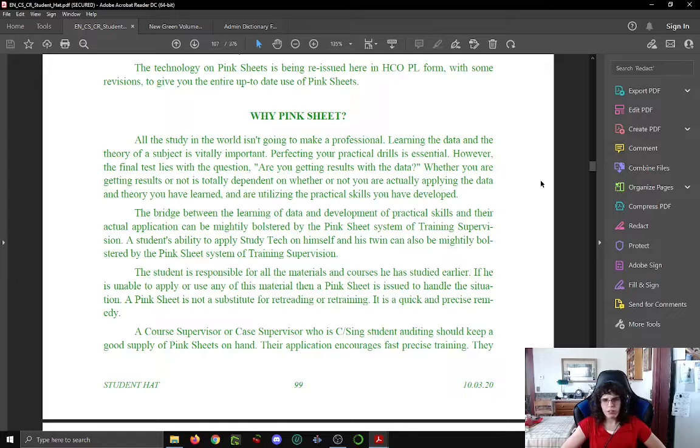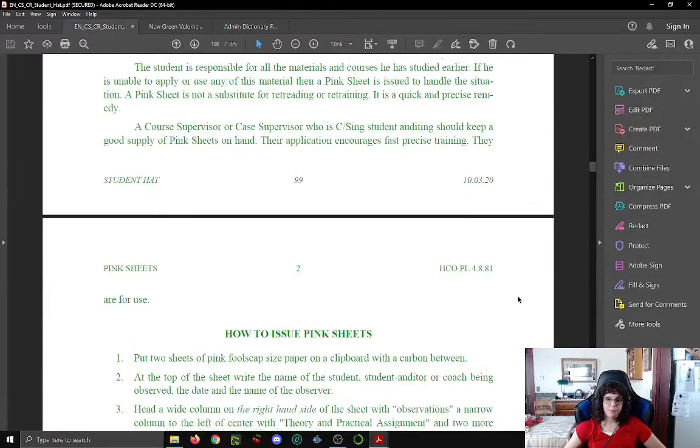A student's ability to apply study tech on himself and his twin can also be mightily bolstered by the pink sheet system of training supervision. The student is responsible for all the materials and courses he studied earlier. If he's unable to apply or use any of his material, then a pink sheet is issued to handle the situation. A pink sheet is not a substitute for retreading or retraining. It's a quick and precise remedy. A course supervisor or case supervisor who is CSing student auditing should keep a good supply of pink sheets on hand. Their application encourages fast, precise training.